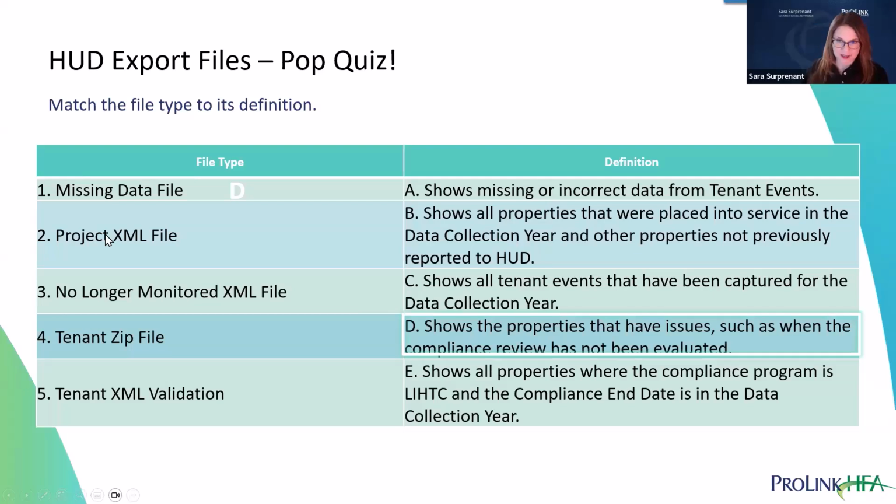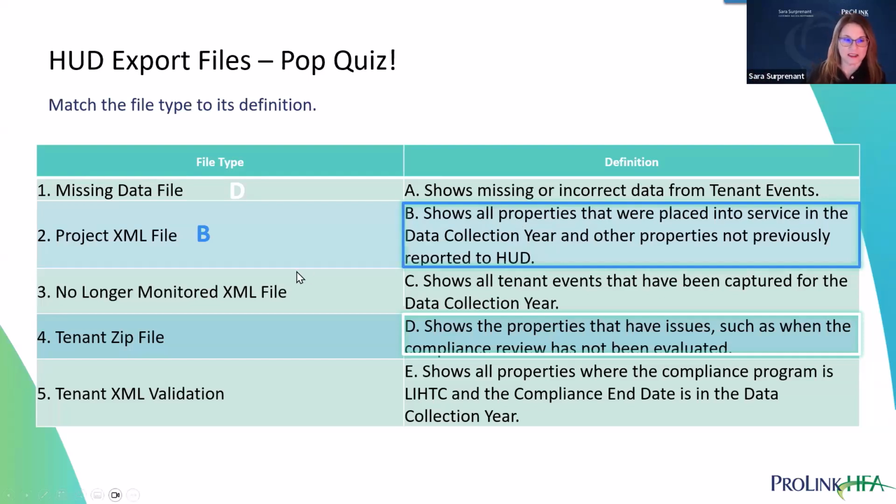So the project XML file, what does that show? You'd think I would know this because I wrote these, but let's be sure that the trainer knows what she's talking about. The project XML file is going to be B. Yay. Awesome. All right.